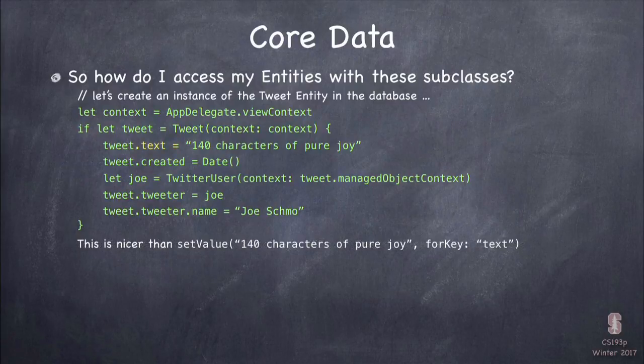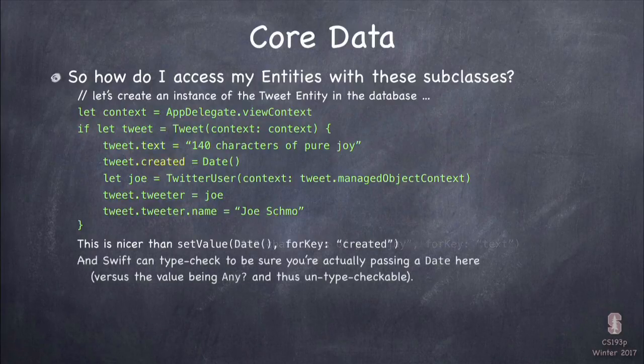And then here, I'm setting the text to be 140 characters of pure joy. Okay, and I don't have to say set value 140 characters of pure joy for key text and have all these literal strings like text in there and this untyped thing. I just say tweet.text equals that. And same thing here with created. Again, it's typed, so we don't even have to worry about it. If we tried to say tweet.created equals quote hello, Swift would say no, created is of type date, so you can't do that. So it type checks everything and finds all our possible errors.